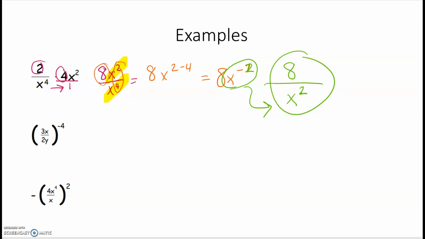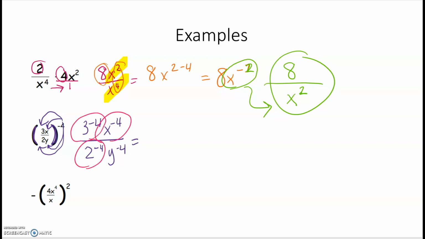Hey, my next example, I have a set of parentheses. Remember, parentheses mean I'm distributing, so every different base gets that power of 4. So I have a 3 to the negative 4th, x to the negative 4th, over 2 to the negative 4th, y to the negative 4th. How many negative Nancys do I have right now?